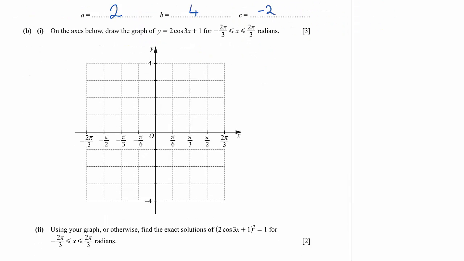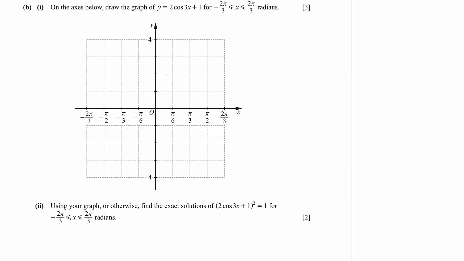Okay, so next part is, on the axes below, draw the graph of y equals 2 cos 3x plus 1 for values of x between -2 pi by 3 and 2 pi by 3. So let's just put some points on here. So let's say x is 0. We know the cosine of 0 is 1. Multiply that by 2 and we get 2, and then add 1. So in actual fact it's going to go through this point here.